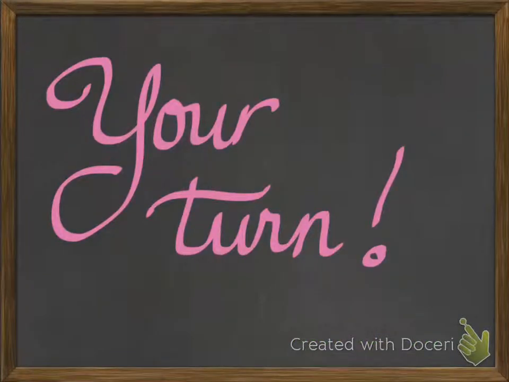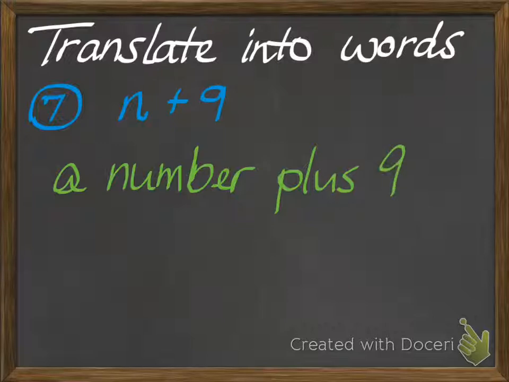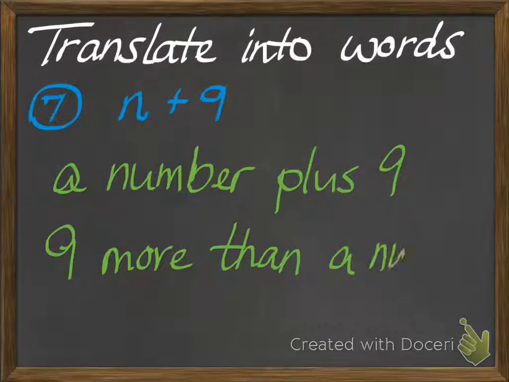All right, it's your turn. Let's see how you do. So you're going to translate the first few problems into words. Number 7, translate this algebraic expression into words. So we have n plus 9. Okay, so if you wrote down a number plus 9, or 9 more than a number, either of those would work. If you have a different way of writing it and you're not quite sure if that would be right, check with me tomorrow and we'll see if you got it right.